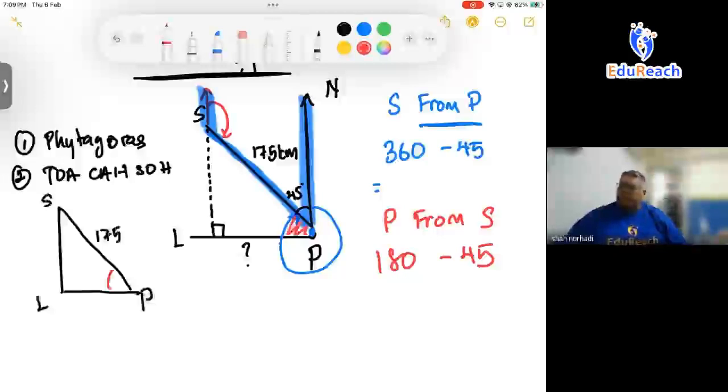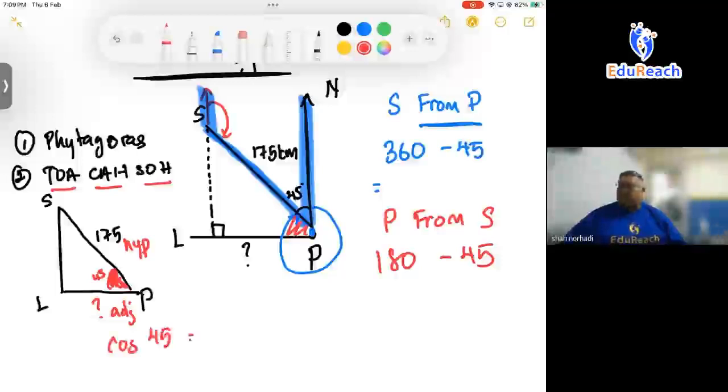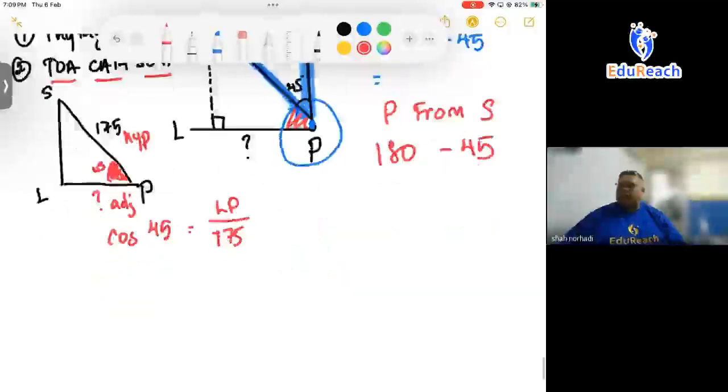Good. So you know this is 45. So I need to find this. So this is angle in respect with the angle. This is adjacent. And this is the hypotenuse. So which one should we choose? A and H. Which one we choose? Cosine. So it will be cosine 45 equals to adjacent, which is LP over 175. I'll leave you to do this first.